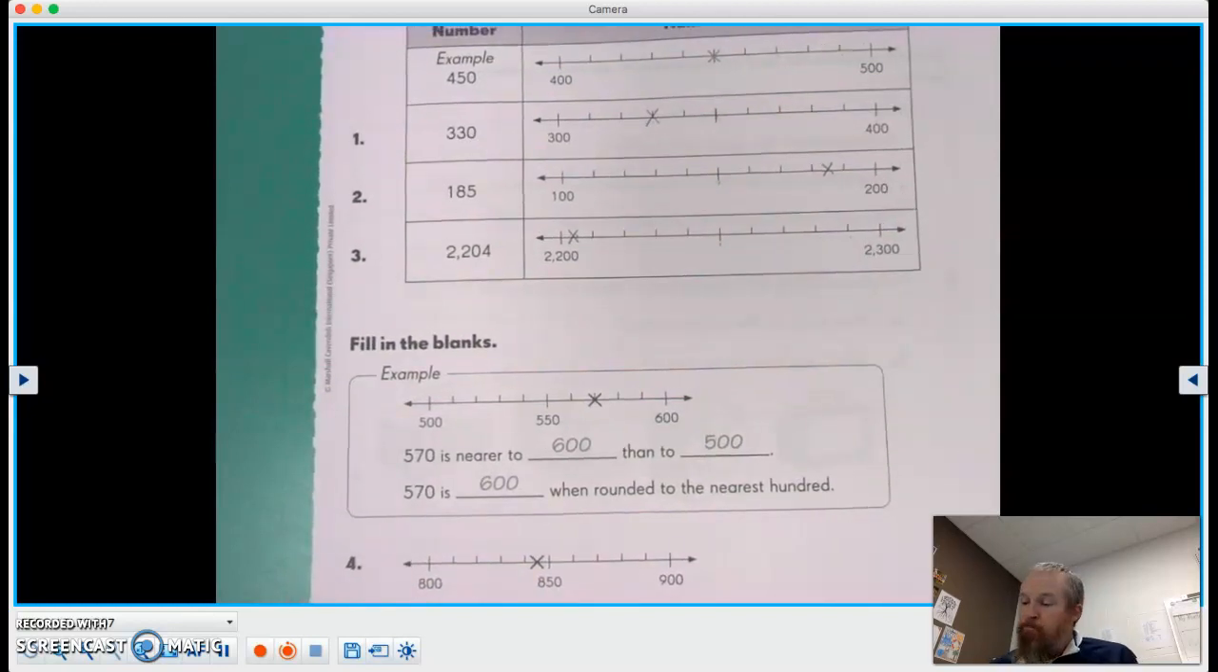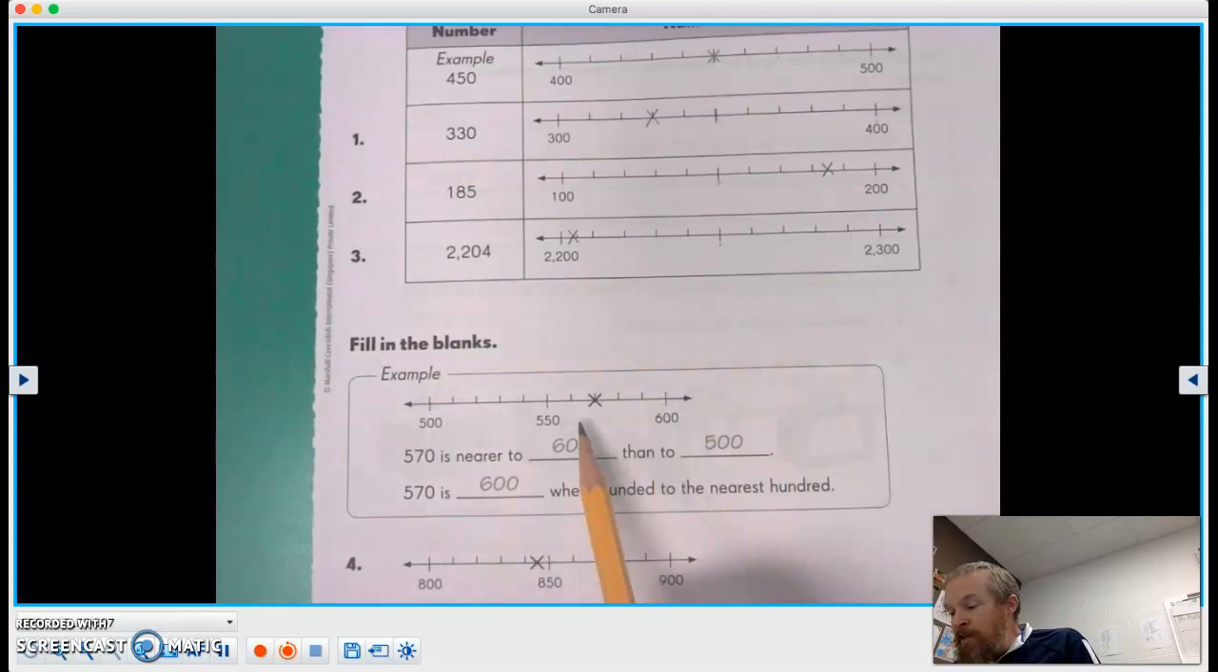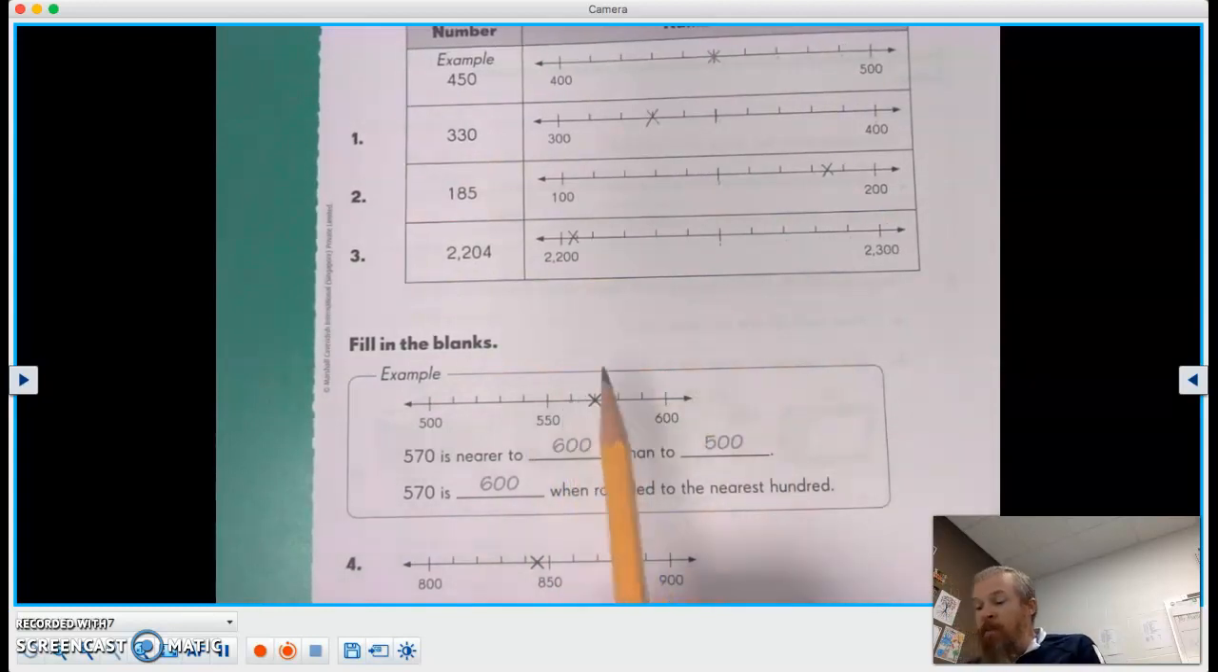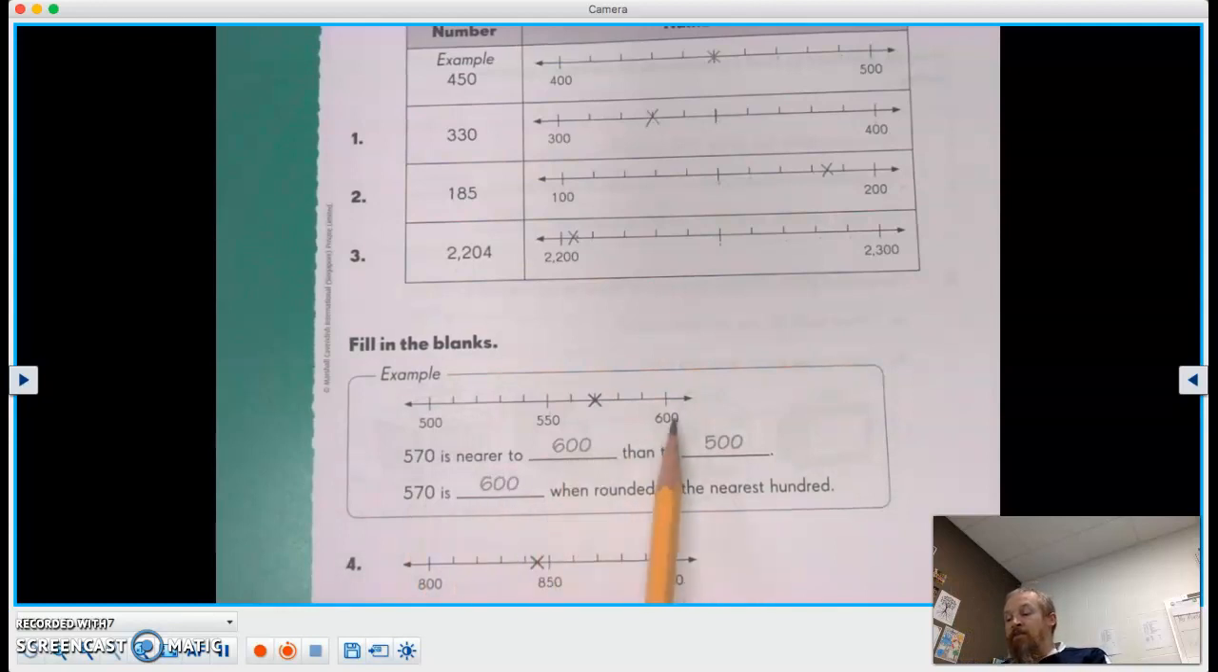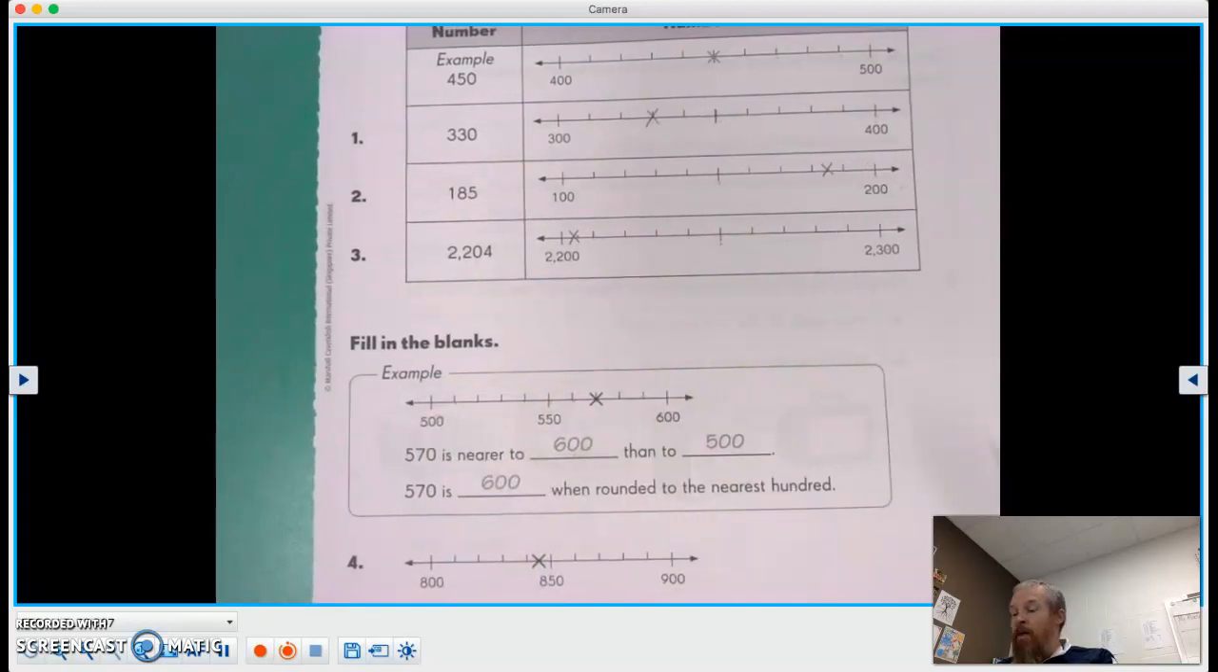That will help you out. Fill in the blanks. So our example here is, again, we see it on 560, 570. So 570 is nearer to 600 than it is to 500. 1, 2, 3 marks away from 600. 1, 2, 3, 4, 5, 6, 7 marks away from 500.